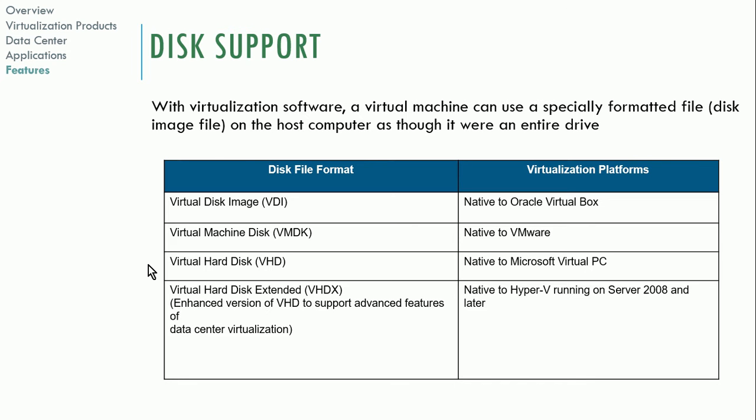So as far as disk support, these are the different formats that you can have for your virtual disk. There's the VDI format, which is native to Oracle's VirtualBox. You have the VMDK format, which is for VMware, the VHD format, which is for Microsoft's Virtual PC, and then VHDX, which is for Hyper-V. These are the default formats for those disks.